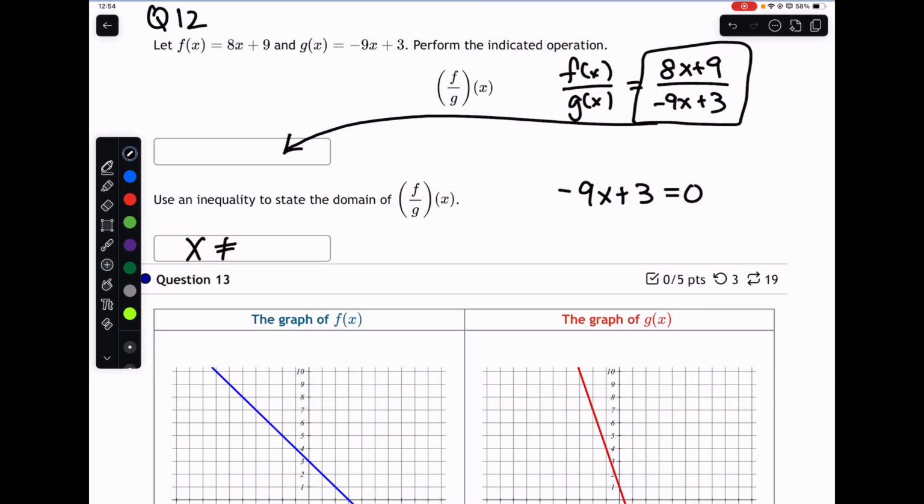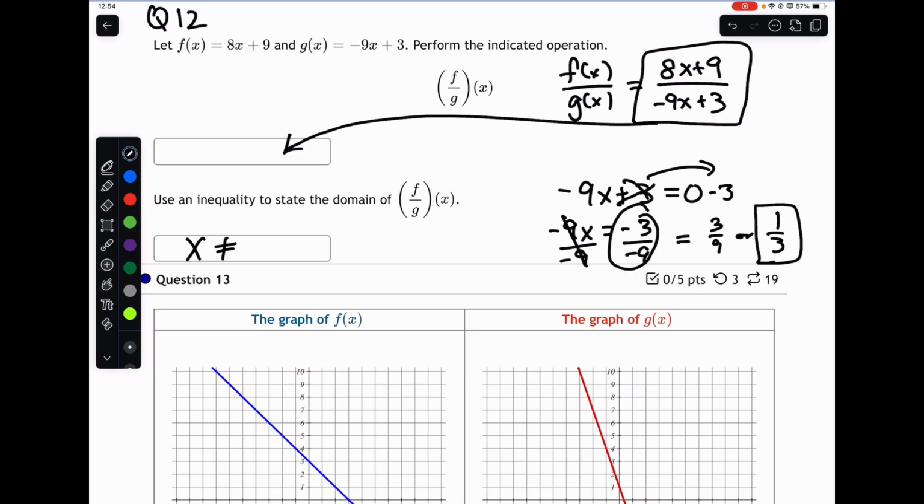All you have to do is move the 3 to the other side, making a -3. So negative 9x equals -3. Dividing by -9, this reduces out, and that number reduces to a positive 3 over 9, or 1/3. So 1 over 3.